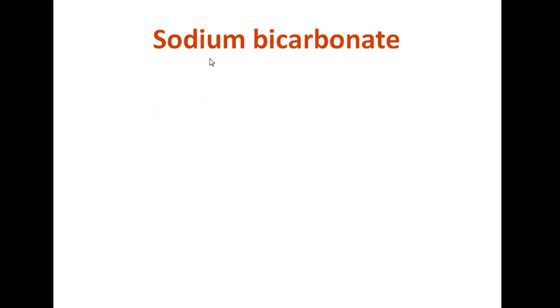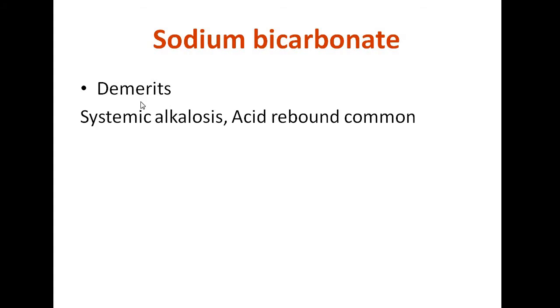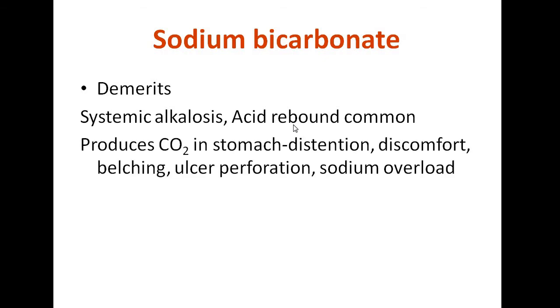Now coming to sodium bicarbonate, this is a systemic antacid. Now why do we call it a systemic antacid? Because the bicarbonate ion is absorbed systemically and can cause systemic alkalosis. Sodium bicarbonate thus has these demerits or disadvantages. It can cause systemic alkalosis. Once the administration of sodium bicarbonate is stopped, it can produce a rebound acid production increase.